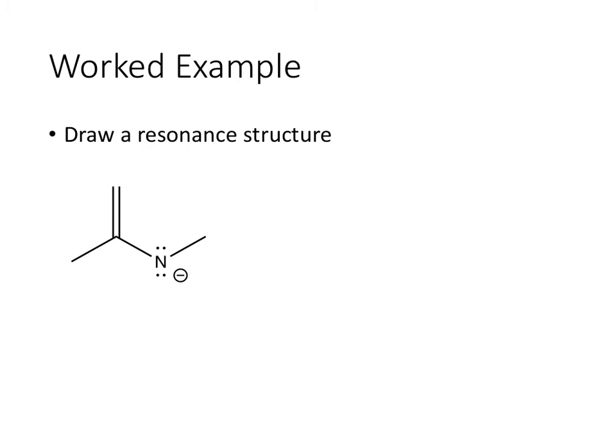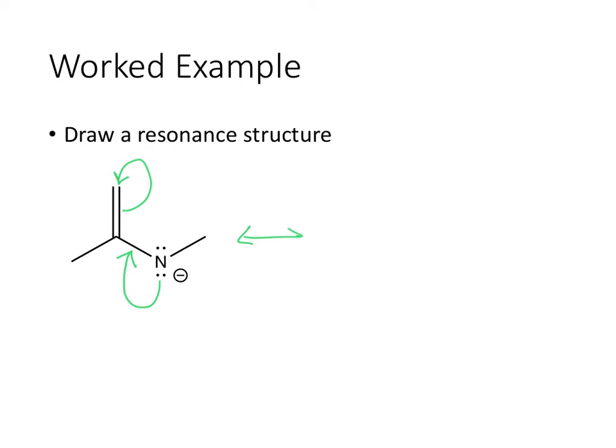Now let's try this example. So here we have a lone pair adjacent to a double bond. So this would be the pattern of an allylic lone pair. So here the lone pair from the nitrogen is going to form a double bond with the adjacent carbon, and then the pi bond is going to break and end up as a lone pair on the carbon.